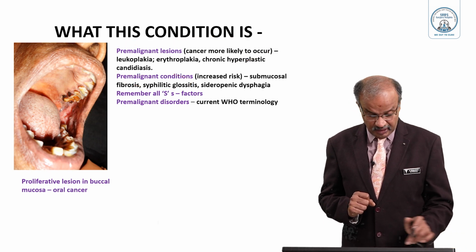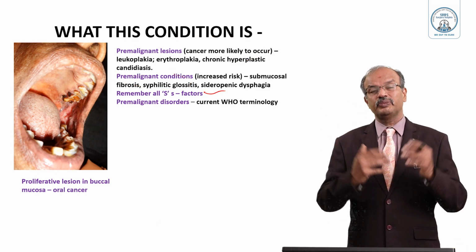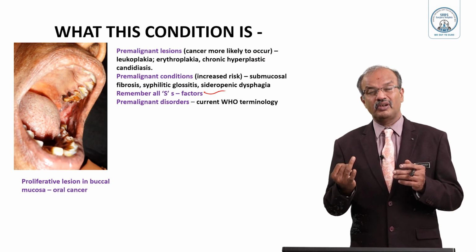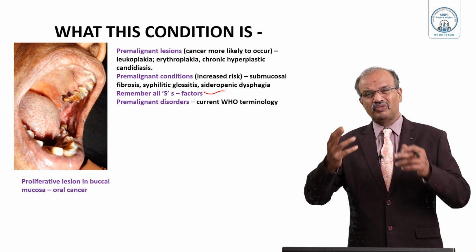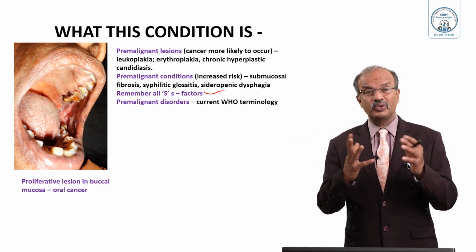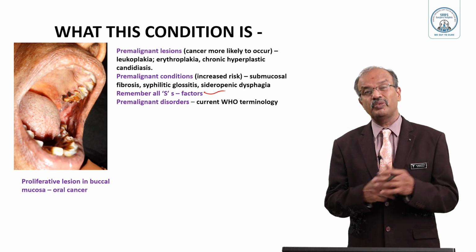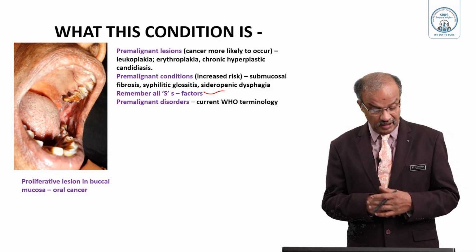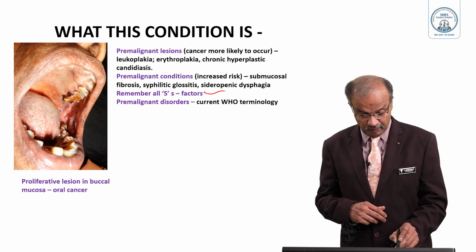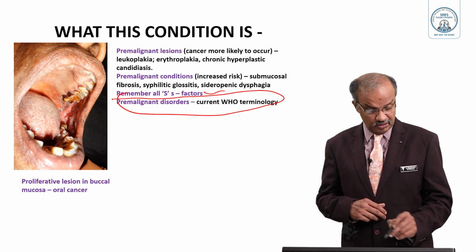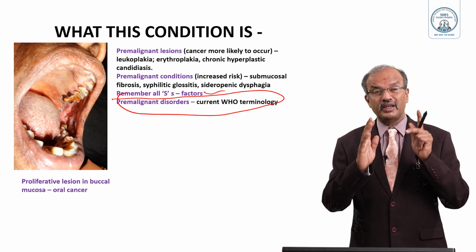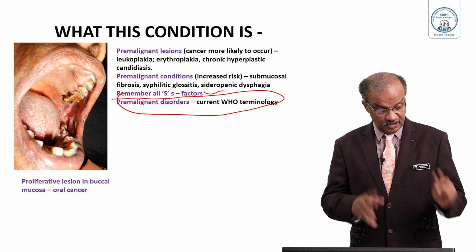And remember all the S factors, all of you know that, all books mention them: syphilis, sharp tooth, spirits, sepsis, superficial glossitis. Five, six, seven S's are there in all books. Remember those, they may ask in the viva or OSCE. And the current terminology does not separate lesions and conditions; they are combined together as pre-malignant disorders as far as WHO is concerned. So remember the meanings of pre-malignant lesions, pre-malignant conditions, and the current terminology, pre-malignant disorders.